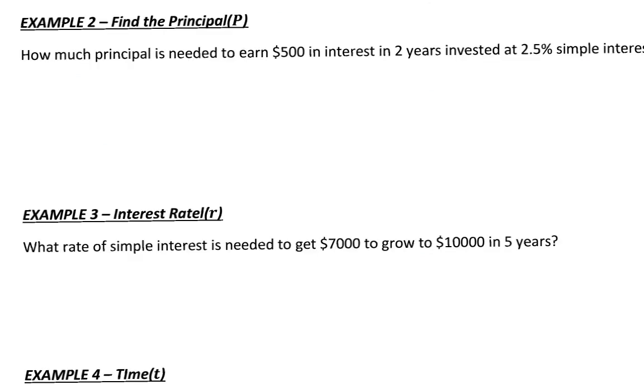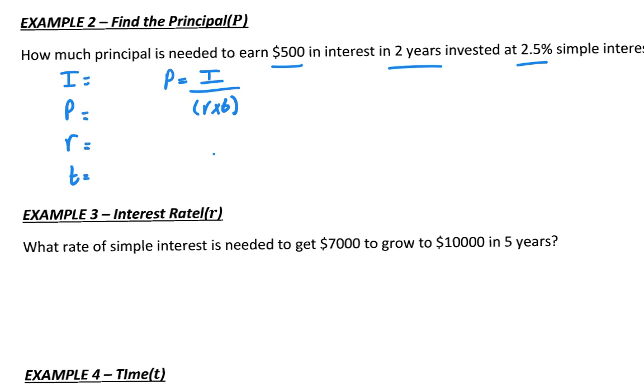So this first problem is to calculate the principal. It says how much principal is needed to earn $500 in 2 years invested at 2.5% simple interest. So remember, our basic equation for our principal is P is equal to I divided by, in brackets, R times T. So let's go and put our variables down that we need. We have I, we have P, we have R, and we have T, just like before.